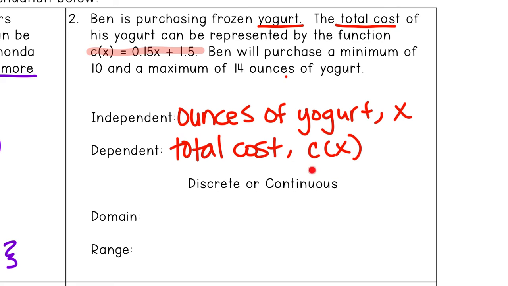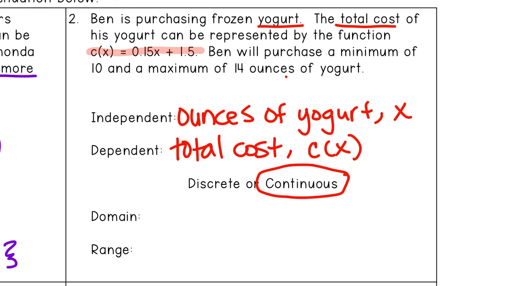Okay, now we need to determine whether this is discrete or continuous. So we are talking this time about ounces of yogurt. So if you've ever been to a yogurt shop, you know that what they do is they get your cup and they put it on top of a scale. They are weighing your yogurt. So since they are measuring it with some kind of tool, that makes it continuous. Because it's possible to get 13 and a half ounces. It's possible to get 12.2 ounces. All those partial values are true.